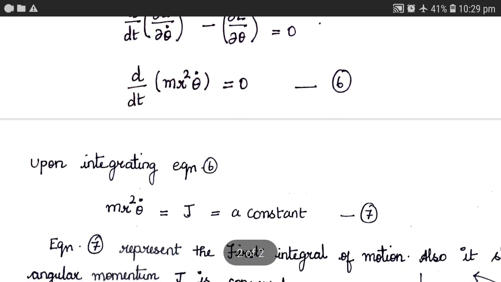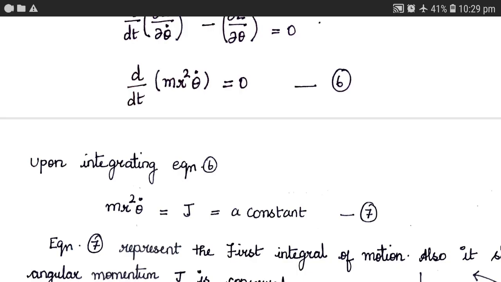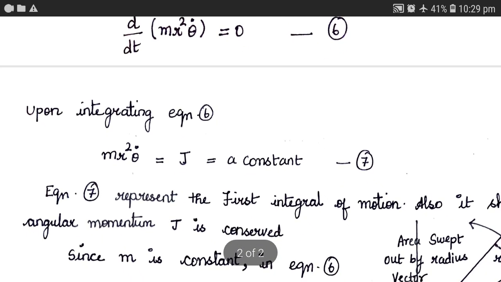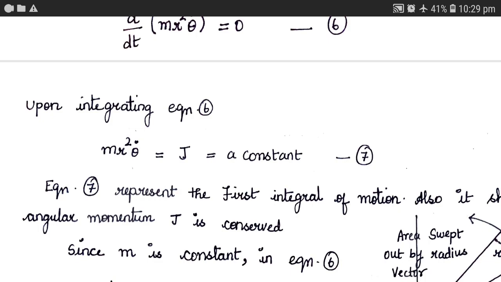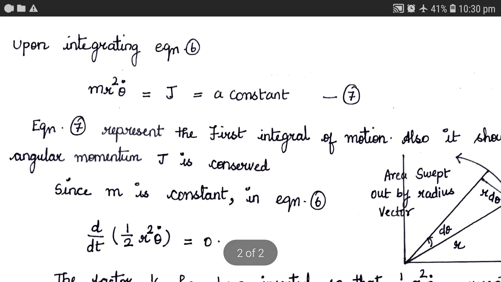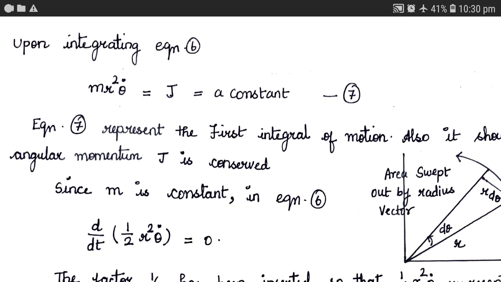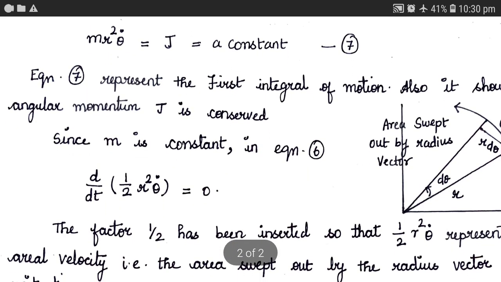So when we integrate equation 6, we get m r square theta dot, which is nothing but the angular momentum. Now we are going to represent it by capital J, which is a constant. We all know the angular momentum of a particle moving under a central force is a constant. This is again proved here by equation number 7. This equation 7 is also called the first integral of motion. We have another equation, the second integral of motion, which we will see in some other video. Here, this 7 is called the first integral of motion, which implies the angular momentum J is a conserved quantity.